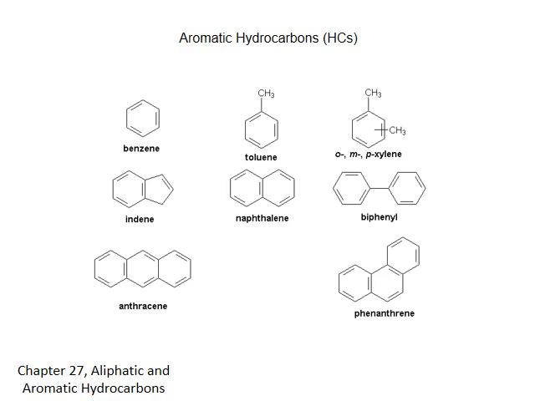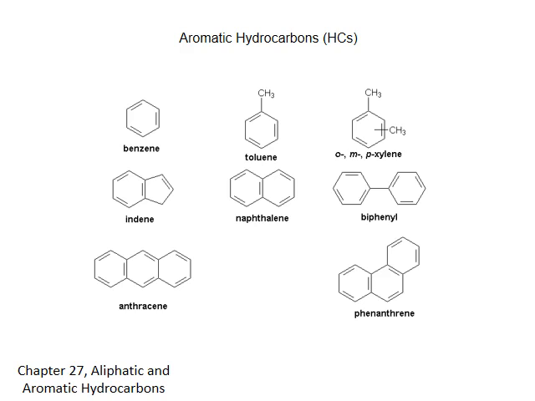If we look over to the right again, we see a second methylation event on the benzene ring, giving us xylene. If we look down at naphthalene, we see that that's two fused benzene rings. Or if we look at biphenyl, we see that it's two benzene rings that are separated by a carbon-carbon single bond, as opposed to naphthalene, which is connected by a carbon-carbon double bond.